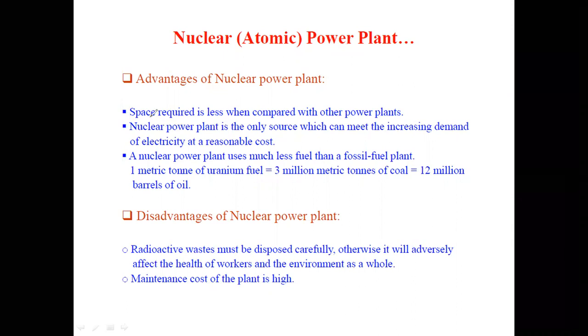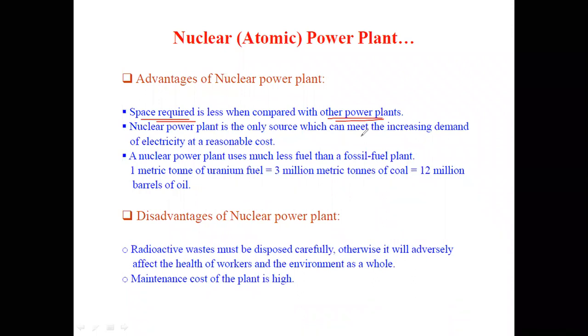But in the nuclear power plant, the fuel requirement is very small and we can generate a huge amount of power. Due to that, the space requirement is very small compared to the thermal as well as the hydroelectric power plant. And this major advantage of the nuclear power plant is that it is used for both base load as well as peak load power generation throughout the period.